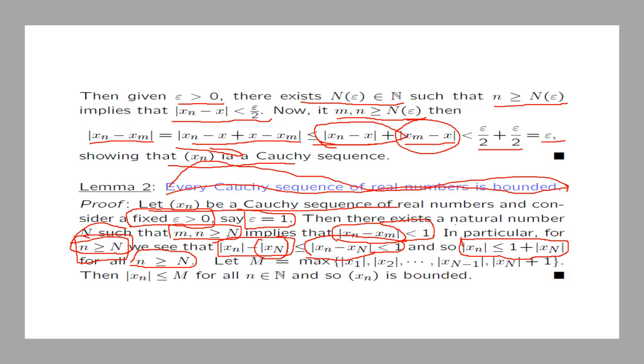So we need to take care of the magnitude of x1, x2 up to xN minus 1. So let M be the maximum of the magnitude of x1, x2, up to xN minus 1, and the magnitude of xN plus 1. So you simply let M to be the maximum of this. Then you see that M is bigger or equal to the magnitude of xn for all natural numbers n, and then that tells you that the sequence xn is bounded.